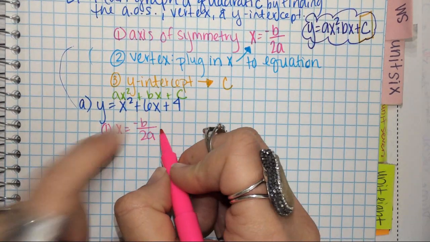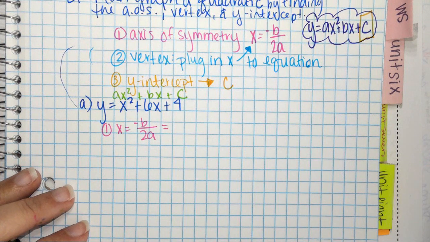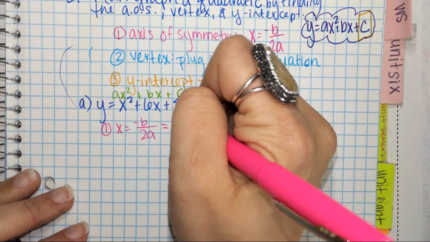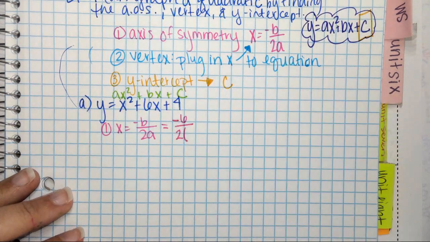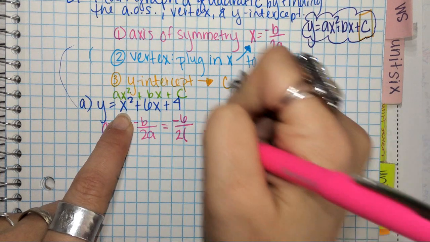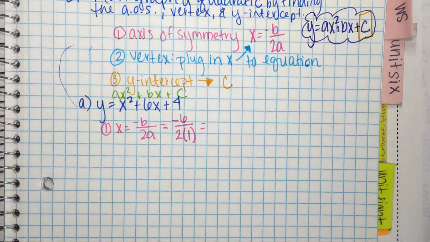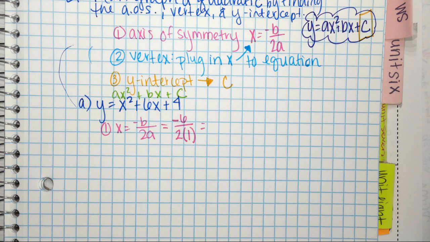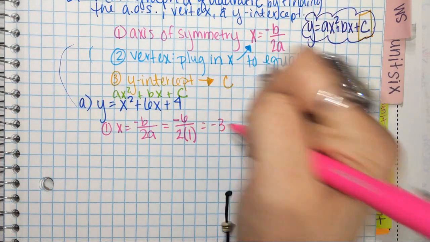Now, what is B here? That was 6x. And what's the opposite of 6? Negative 6. Alright, negative 6 divided by 2 times what? What's in front of x squared? 1. Yep. Which is negative 3. That's our axis of symmetry.